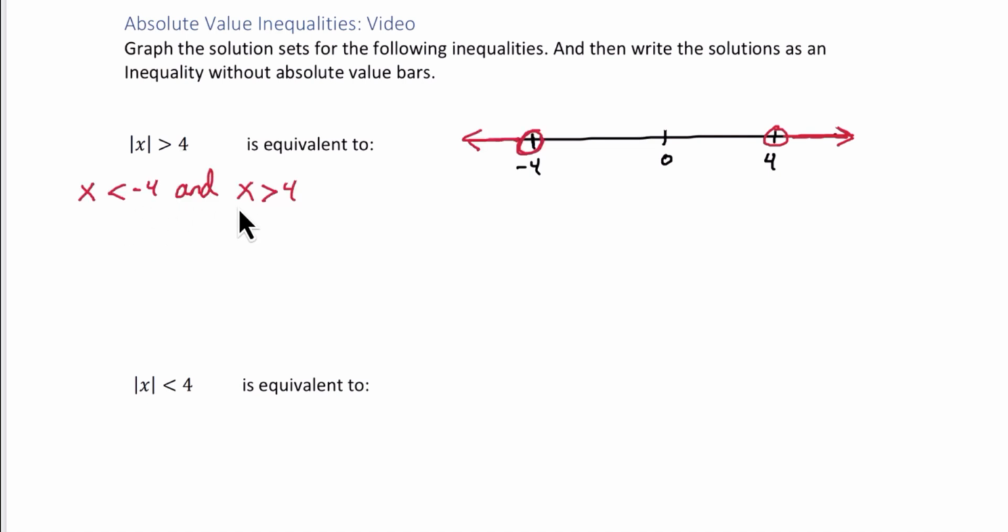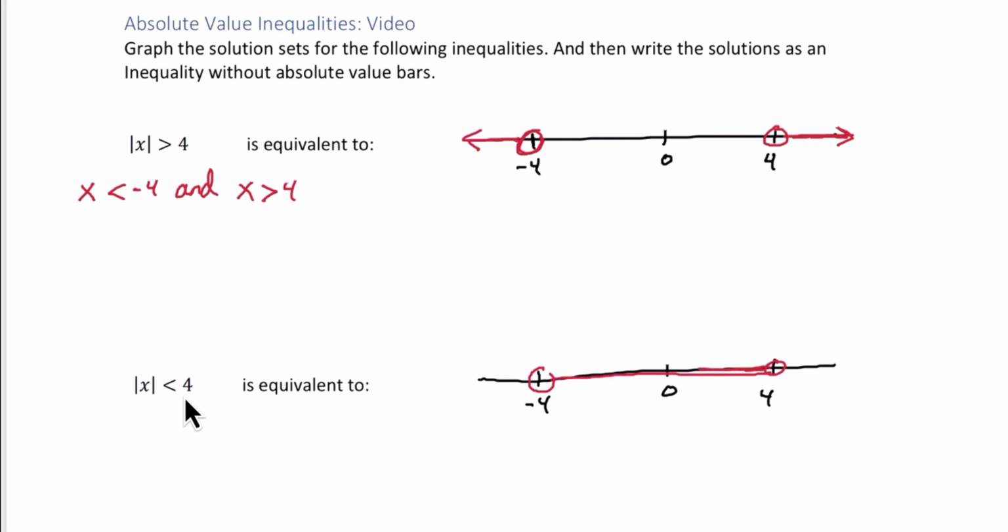In the next example, we're looking at the absolute value of x is less than 4. So again, we're still focusing on -4 and +4 and 0, but this time we want the distance from 0 to be less than 4 units. So that's going to be everything between -4 and 4.